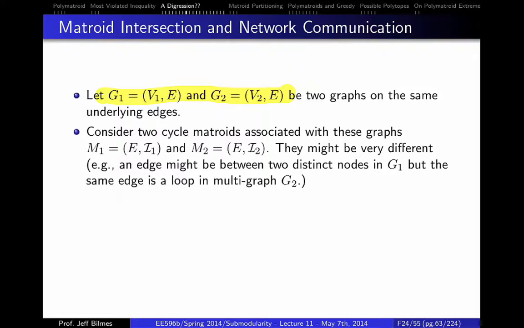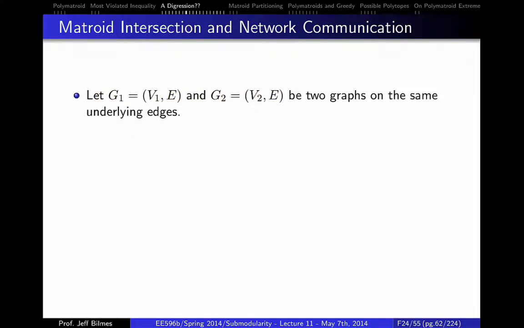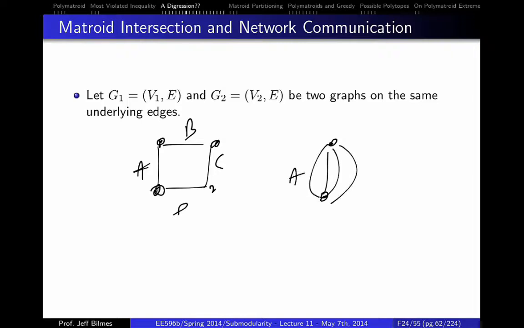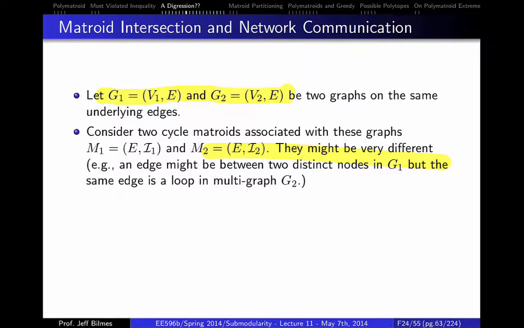Like I could do a crazy example. I mean, I have a better example in a minute, but let's say I have one graph which has four vertices, A, B, with four edges, A, B, C, D, and another graph which has them all between the same two vertices. Same edge set, different vertex set. So it's two graphs with the same edge set, different vertex set, and we define two cycle matroids on these two graphic matroids.